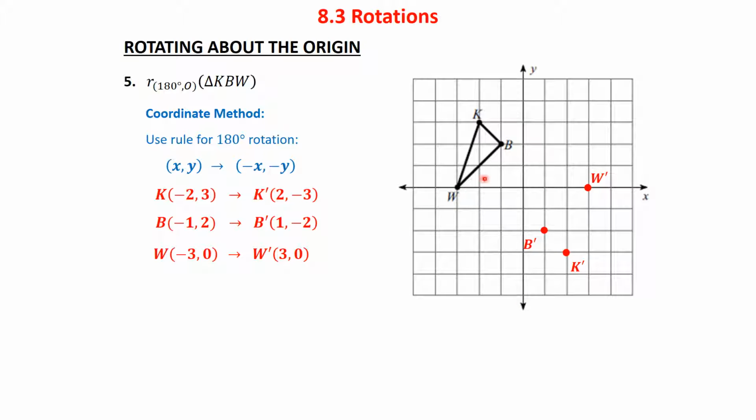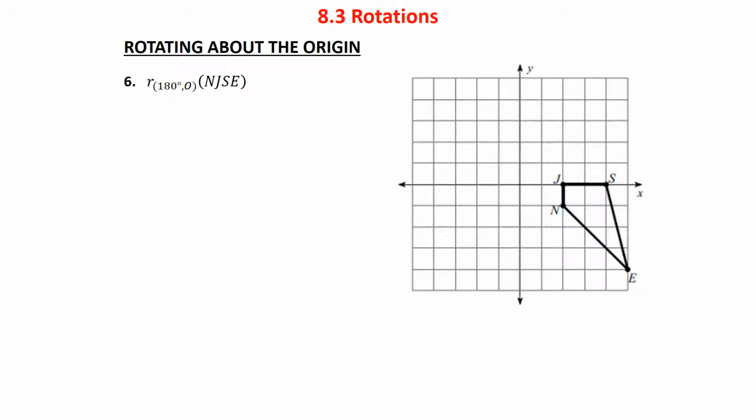Now again, we should start making some connections. 180 degrees is a straight angle, or a straight line. So going from W all the way to W prime, notice we make a straight line. And the same can be said about K to K prime, and B to B prime. And so now we say our figure has been rotated 180 degrees counterclockwise.